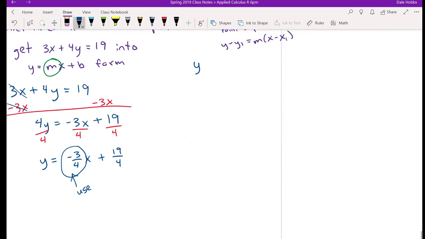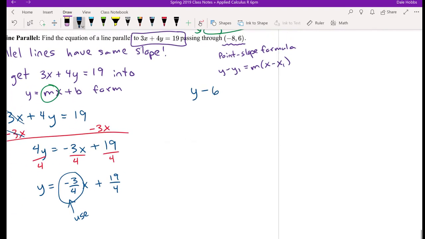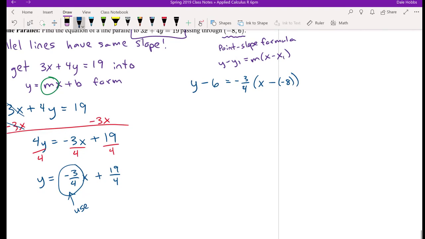So I got y minus y1 is 6. So I want it to go through negative 8, 6. So 6 will be my y1 right there. Equals negative 3 over 4 times x minus negative 8. So, by the way, that x minus negative 8 thing, the negative minus a negative will end up being positive, so you can actually just make that plus positive 8 if you want to. Let me rewrite that so you can kind of see it better. But this is really what you'll have inside parentheses, x plus 8.